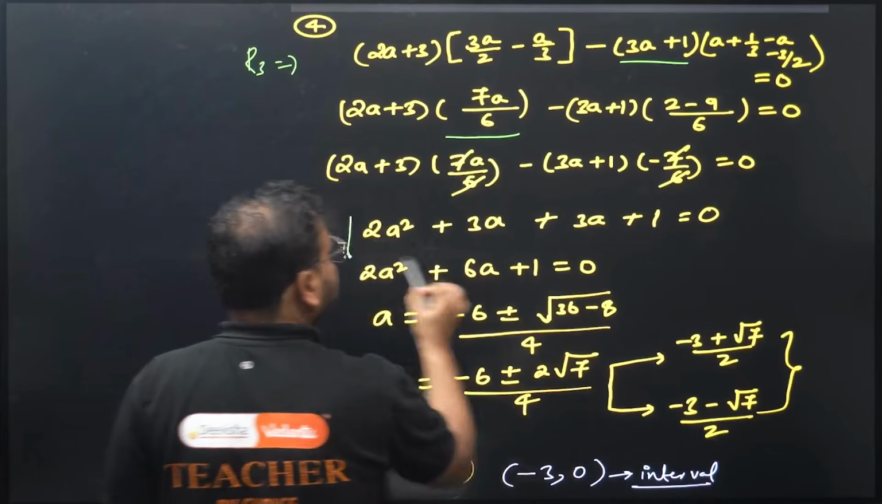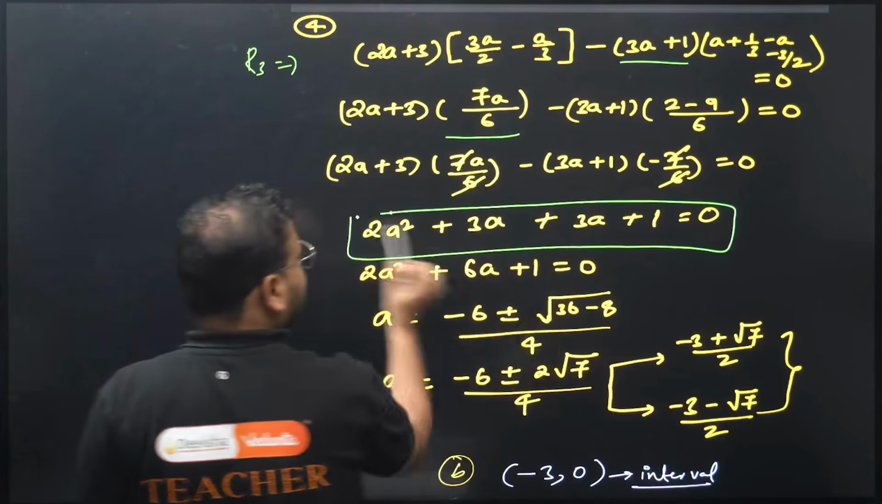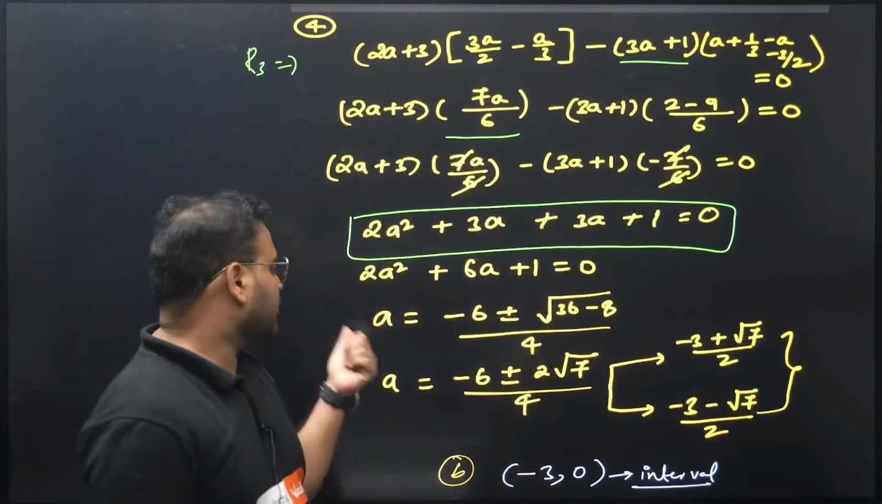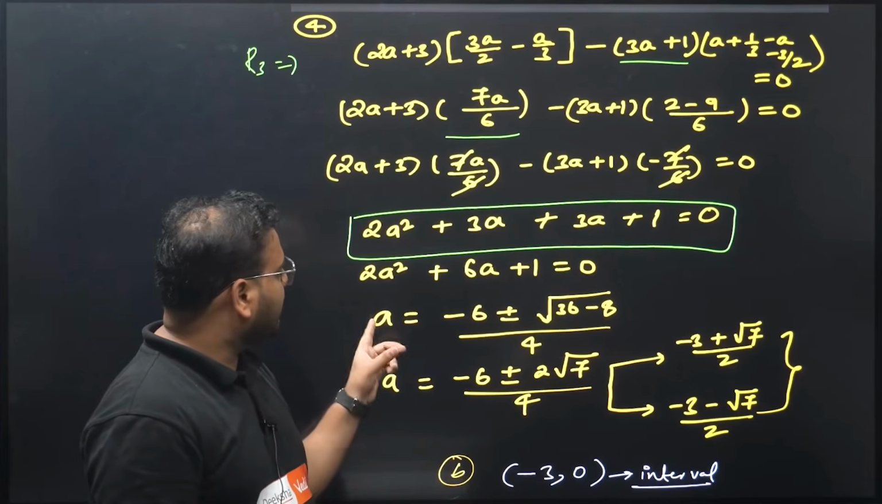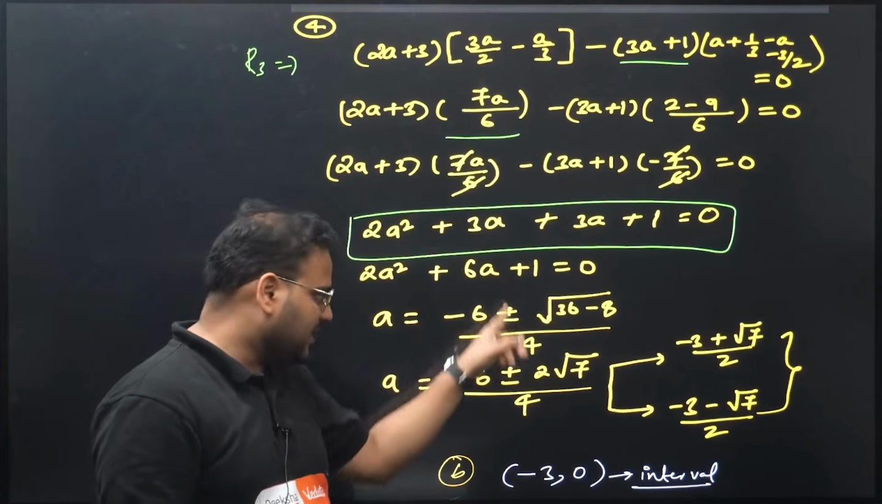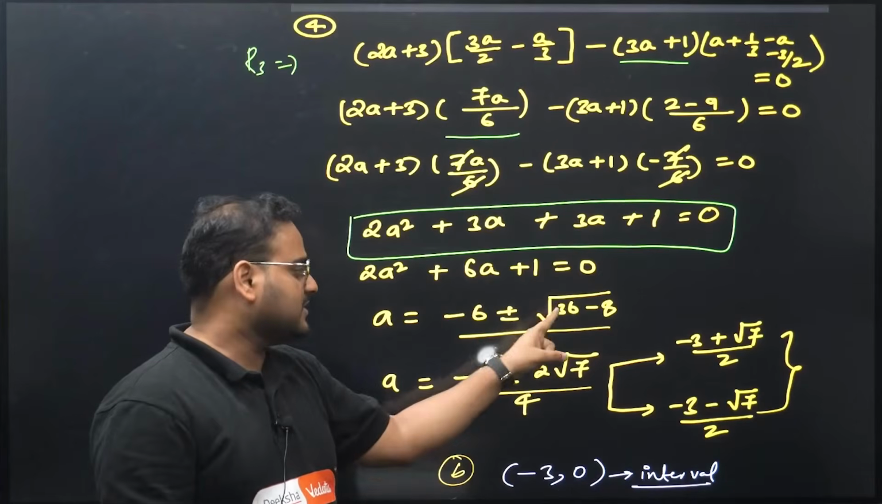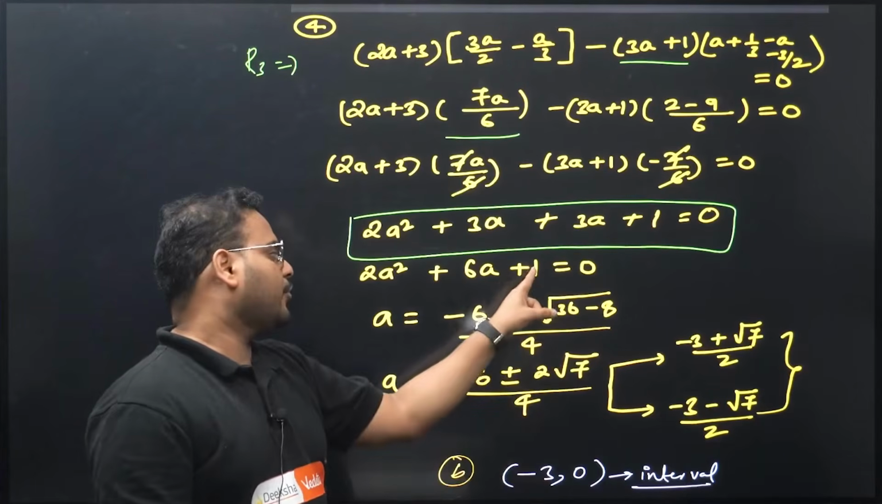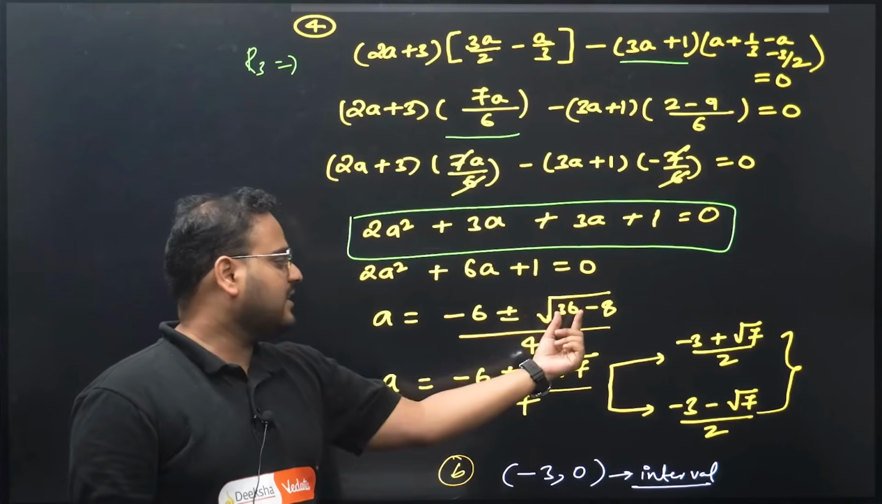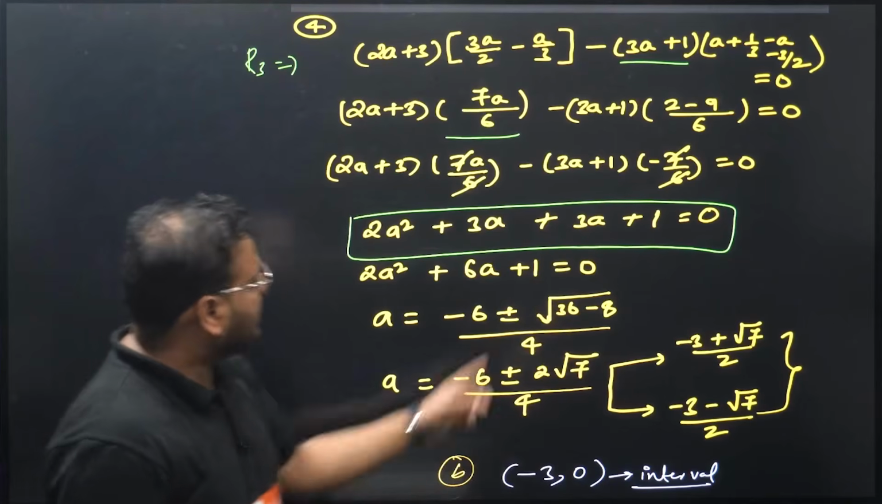We have 2a square plus 6a plus 1. From this we can use the Shridharacharya formula. We have a as minus b, which is minus 6, plus minus square root of b square, which is 36, minus 4ac. So 4 into 1 into 2, which is 8. I get this as what is it? It will become 28, right?